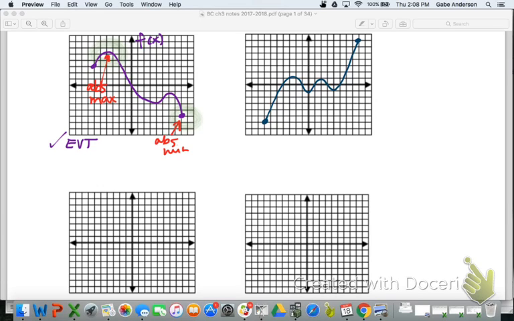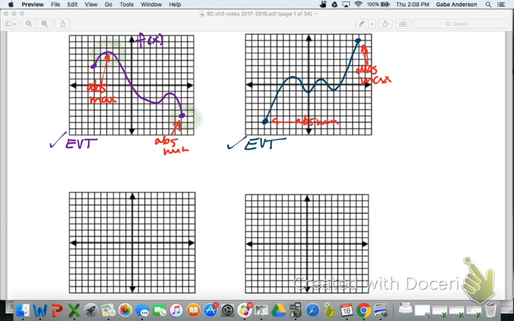In a case like this, once again, it is continuous. So the EVT guarantees the existence of the max and the min. But in this case, the absolute min is right there at the left endpoint, and the absolute max is right there at the right endpoint. We got a bunch of critical numbers in between there. Look at all those horizontal tangent lines.